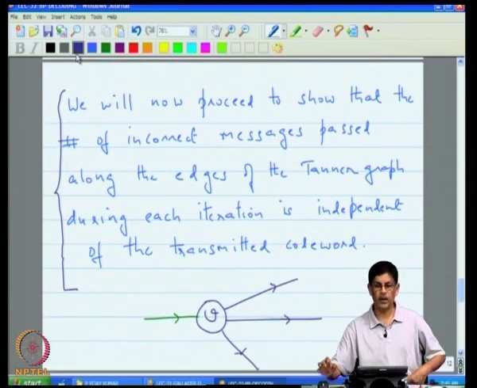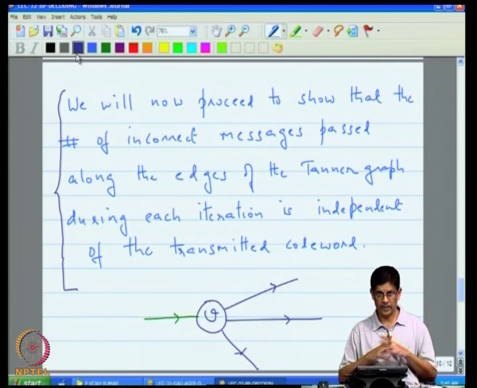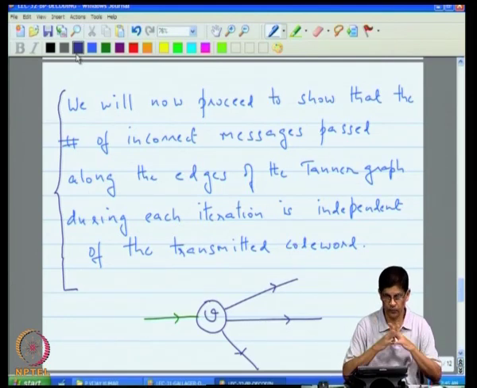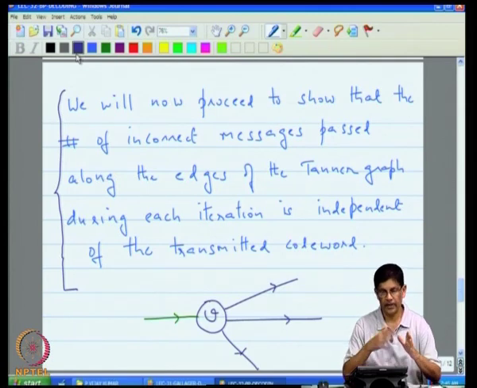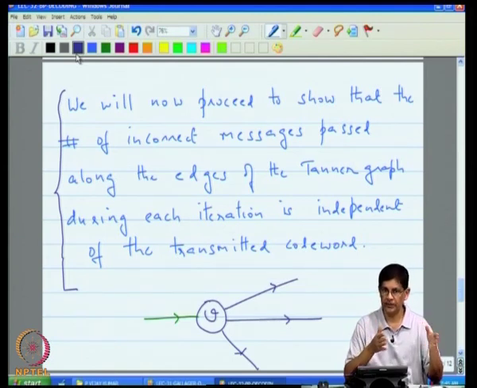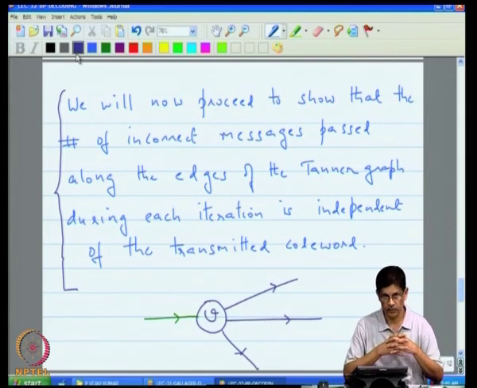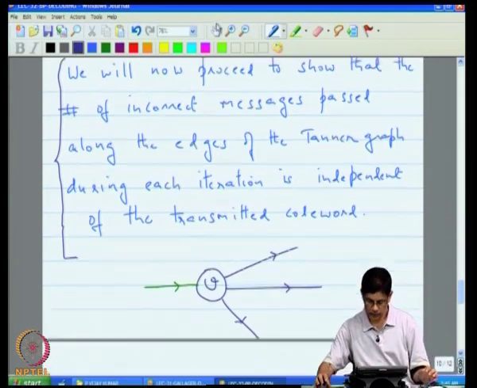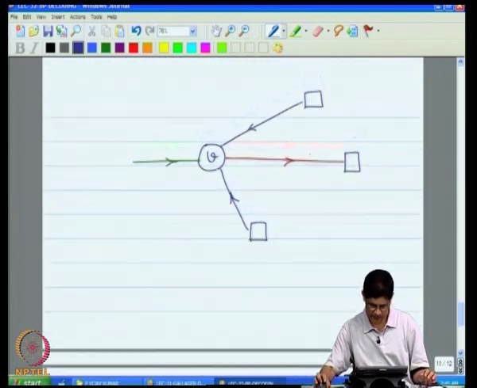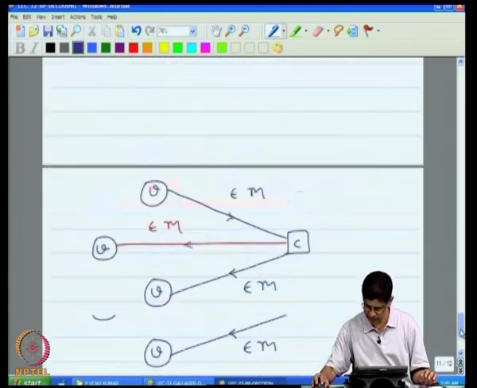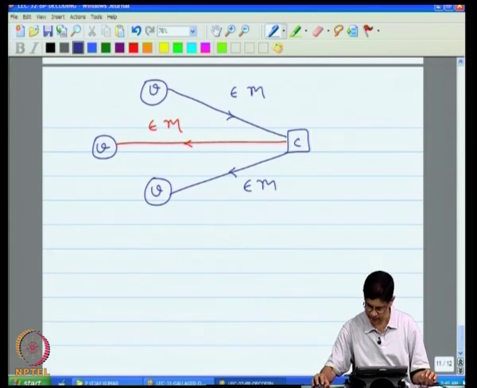So the idea is to actually show that, let us say that the channel realization is fixed and we allow the code words to vary, and we want to show that the number of incorrect messages edge by edge, iteration by iteration remains the same, and therefore, without loss of generality and for the sake of convenience, we can assume that the all one code word is actually transmitted. Okay, so for that I am going to make a slight detour first and talk a little bit about the channel.